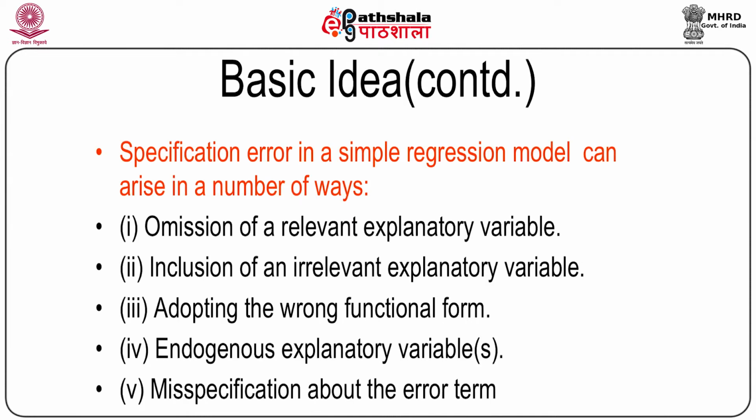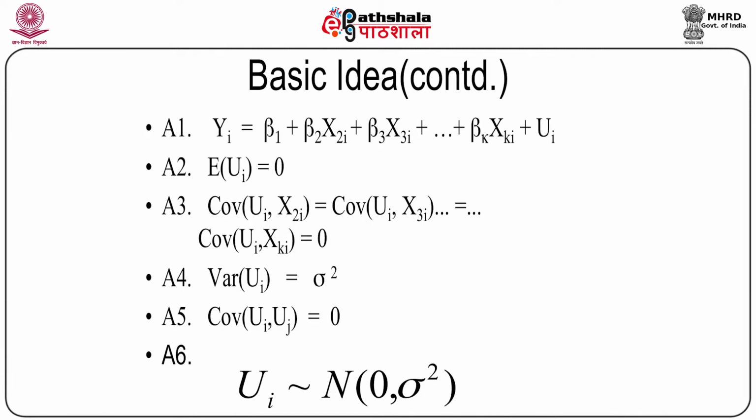Specification error in a simple regression model can arise in a number of ways. First of all, we can have omission of a relevant explanatory variable, inclusion of irrelevant explanatory variable, adopting wrong functional form, or it may be possible that explanatory variable may be endogenous. So, let us start with the basic idea.